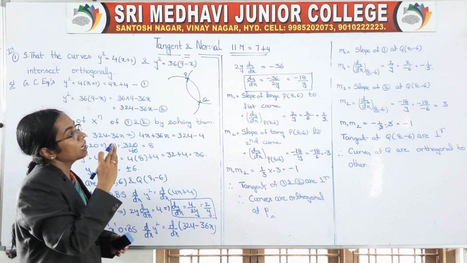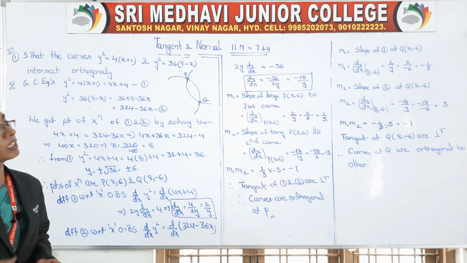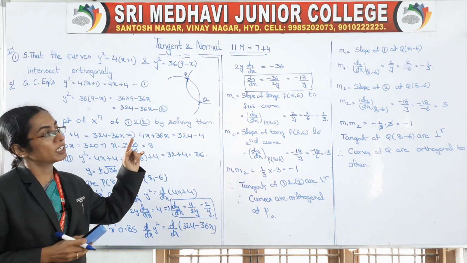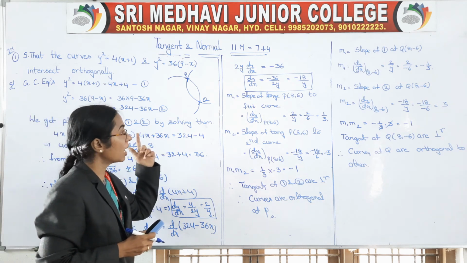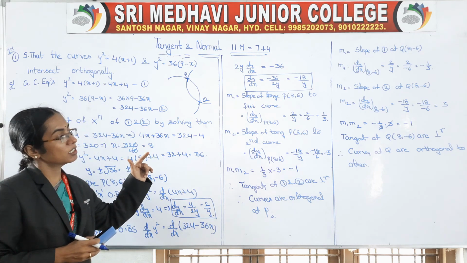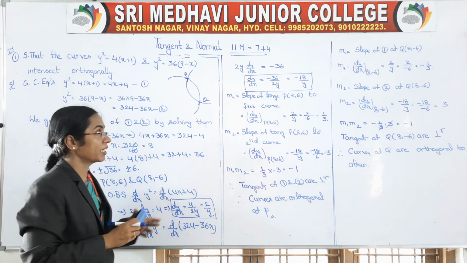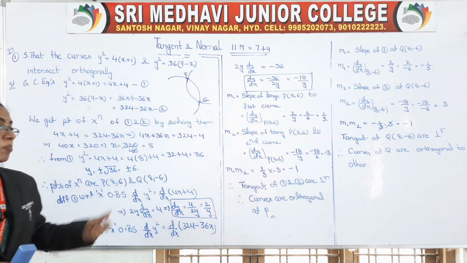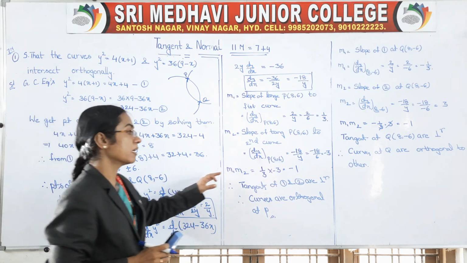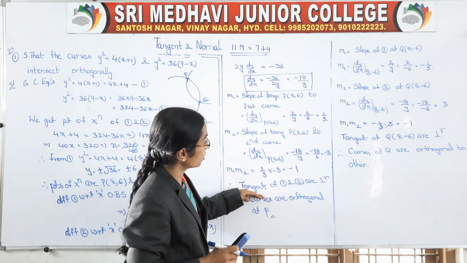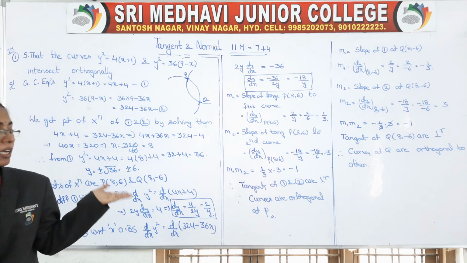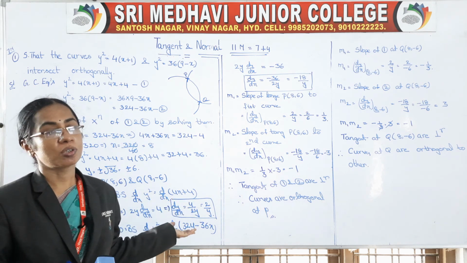Okay, so once we got the first curve's dy by dx and the second curve's dy by dx, you find out the slope of the tangent to the first curve at P and the slope of the tangent to the second curve at that point. That is m1, m2. Take the product. If that product is -1, then the two tangents are perpendicular to each other. If they are perpendicular, the curves are said to be orthogonal.